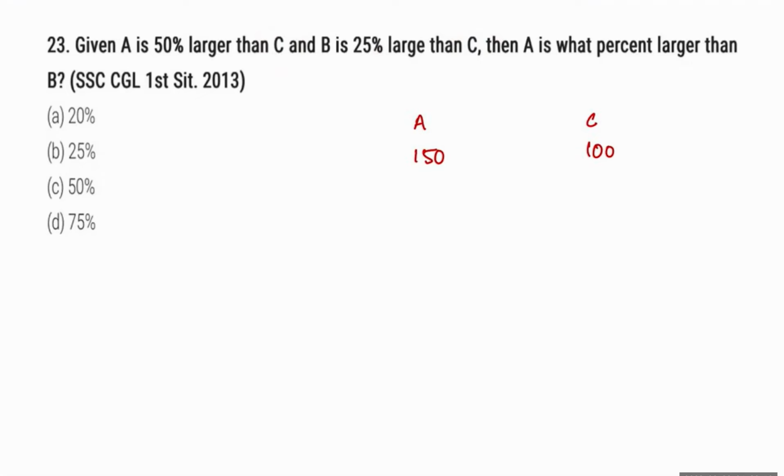B is 25% larger than C, so B is 125. So then, A is what percent larger than B? A is 125 plus 25, which is 150. For the percentage, 25 divided by, we compare with B.